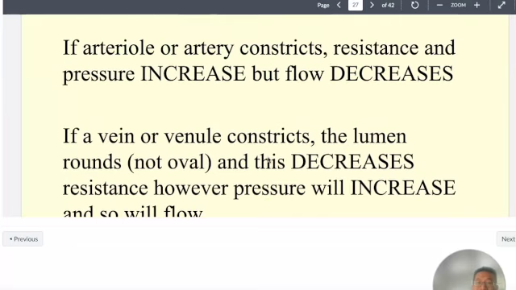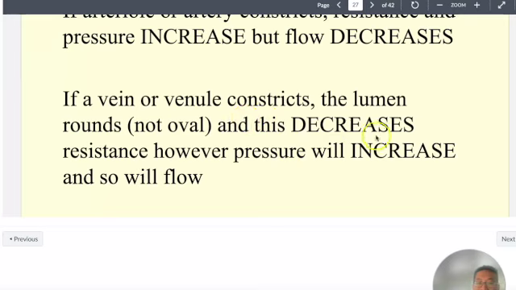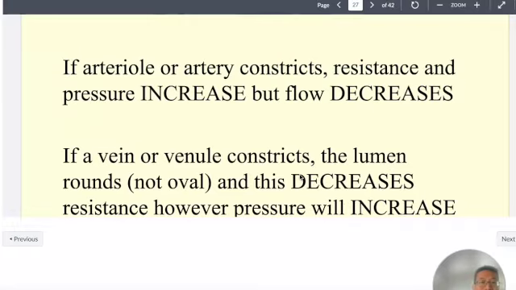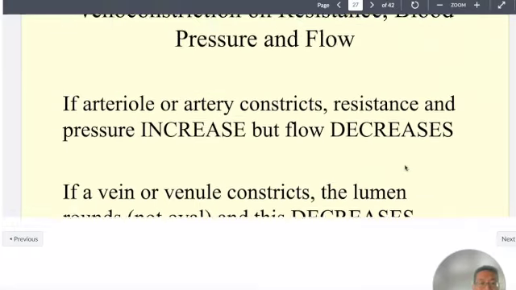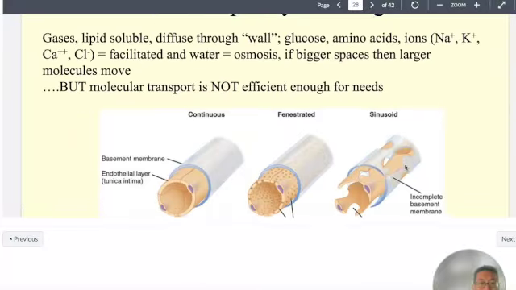So remember, veins have the big lumen. When you squeeze it, everything will go through much easier, and therefore the resistance will decrease, it will go right through. And pressure will increase as there's more squeeze. So opposite the artery.